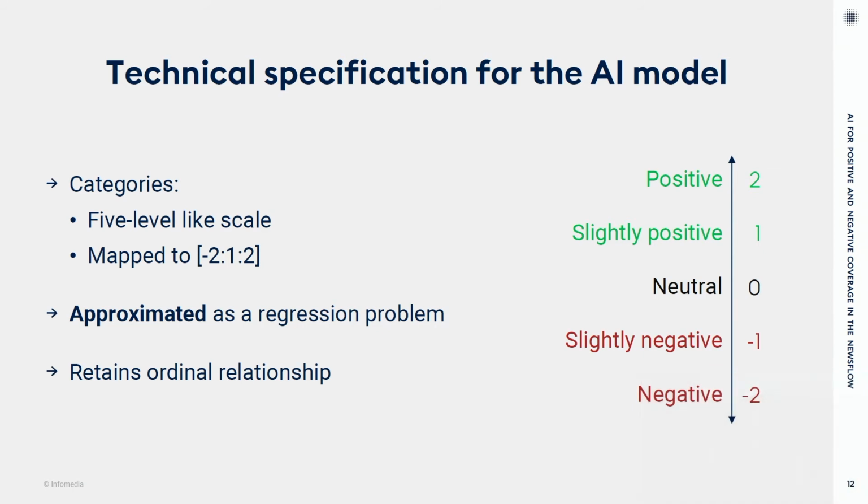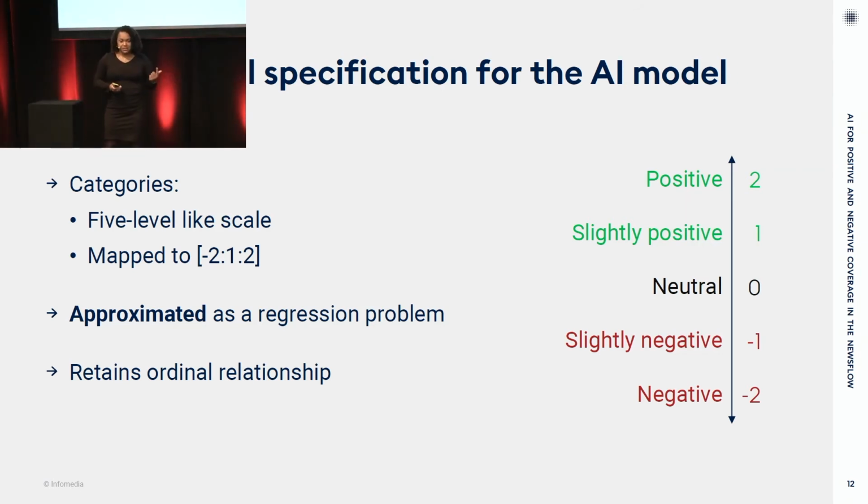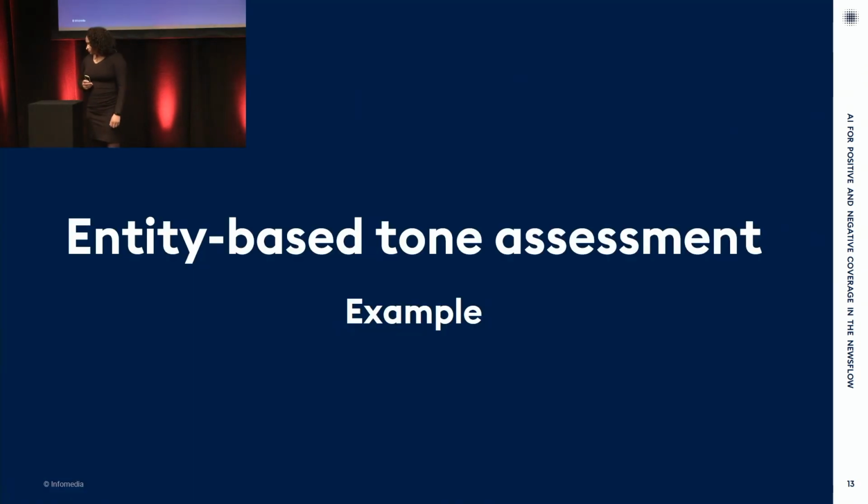We use the data set, and this has been labeled following a sequence from -2 to 2, where -2 is negative and 2 is the positive. We use this data to train a regression model. And we did that to keep the relation between the order of the labels. So now I'm going to show an example of our pipeline that shows how we assess the article when we give as an input the article and an entity.